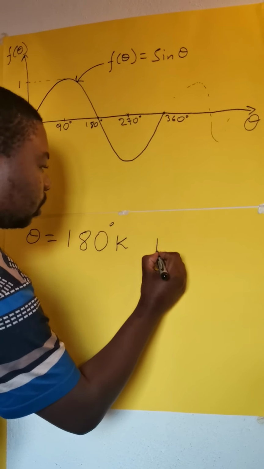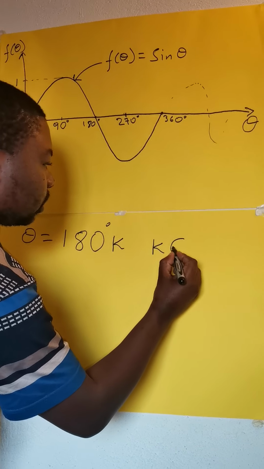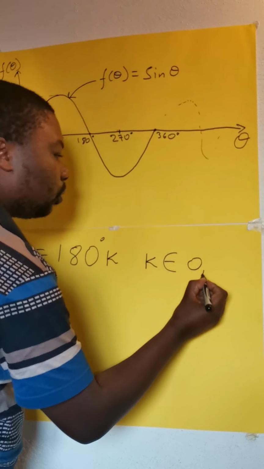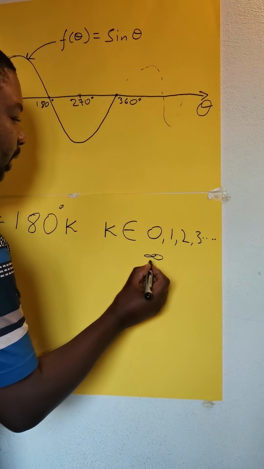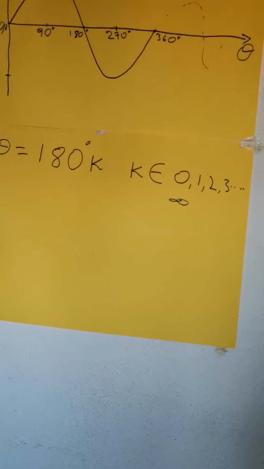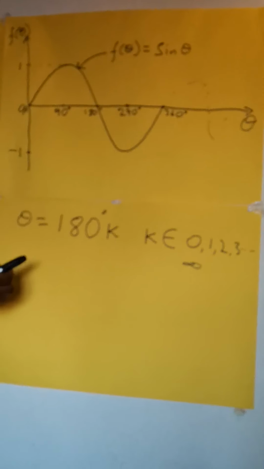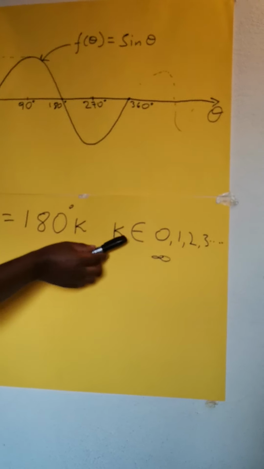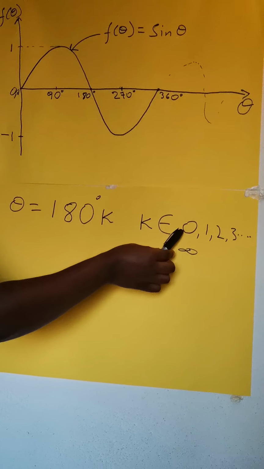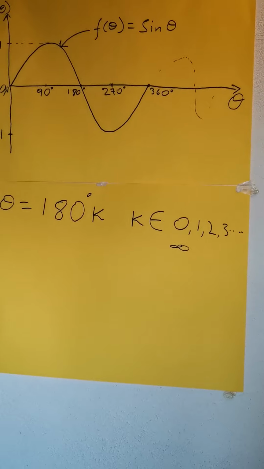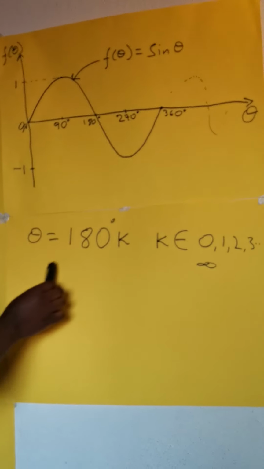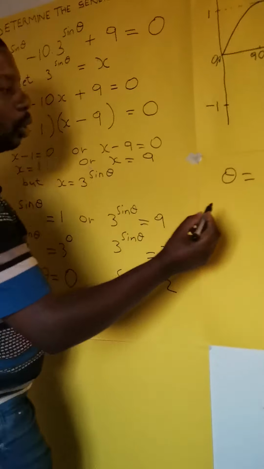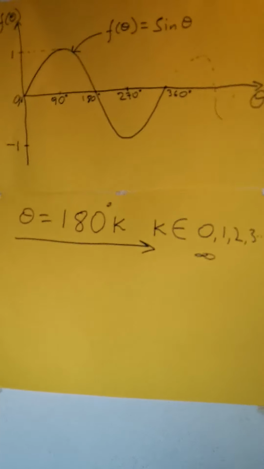Where k is an element of 0, 1, 2, 3, up to infinity, basically. So this is now a general solution, because so long as you are starting at 0 and going 0, 1, 2, 3 in terms of the value of k, you will find the solution. When we have 0, we have sine 0. When it's 1, we have sine 180. When we have 2, we have sine 360. And all of those give us a solution that says sine of theta is equal to 0. So this is what we are looking for. This is the general solution, including that condition there.